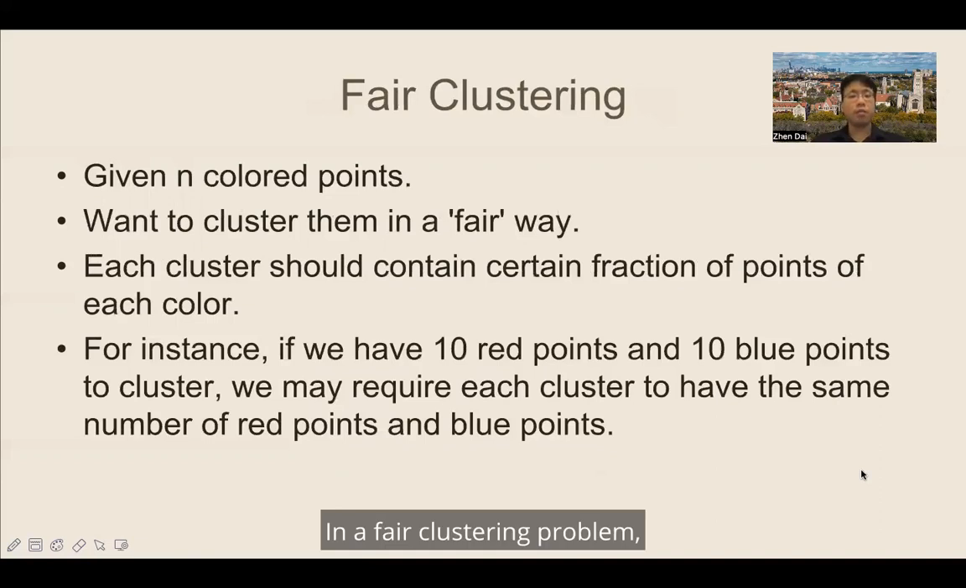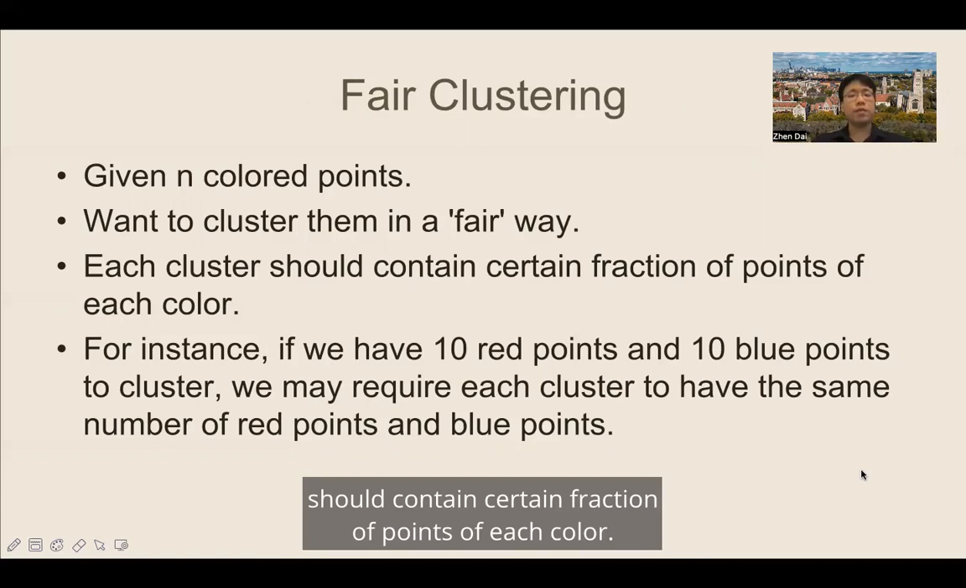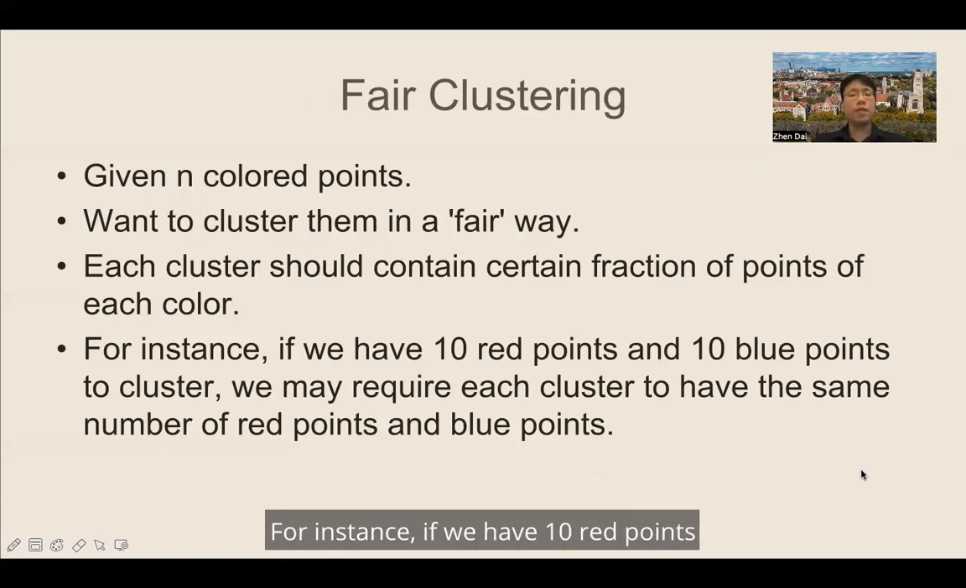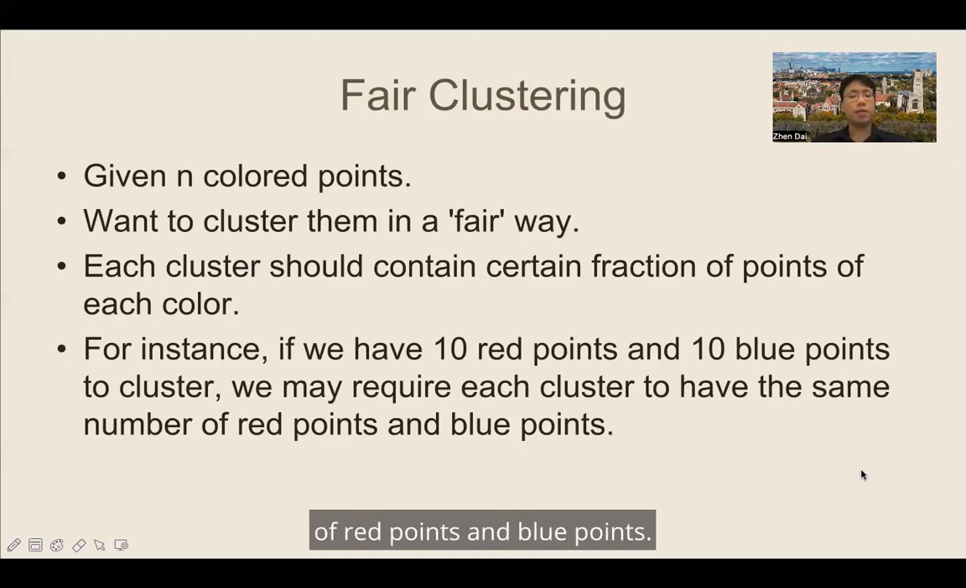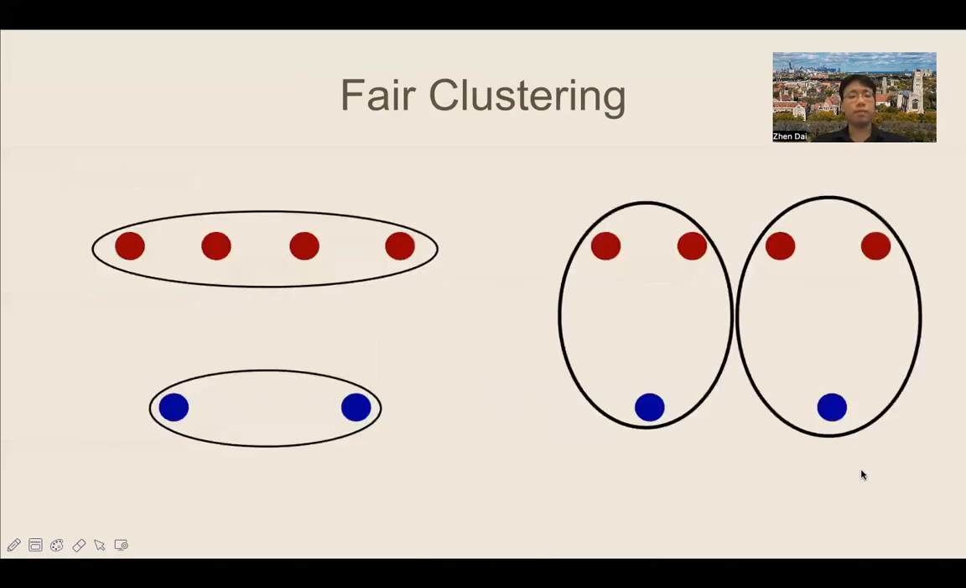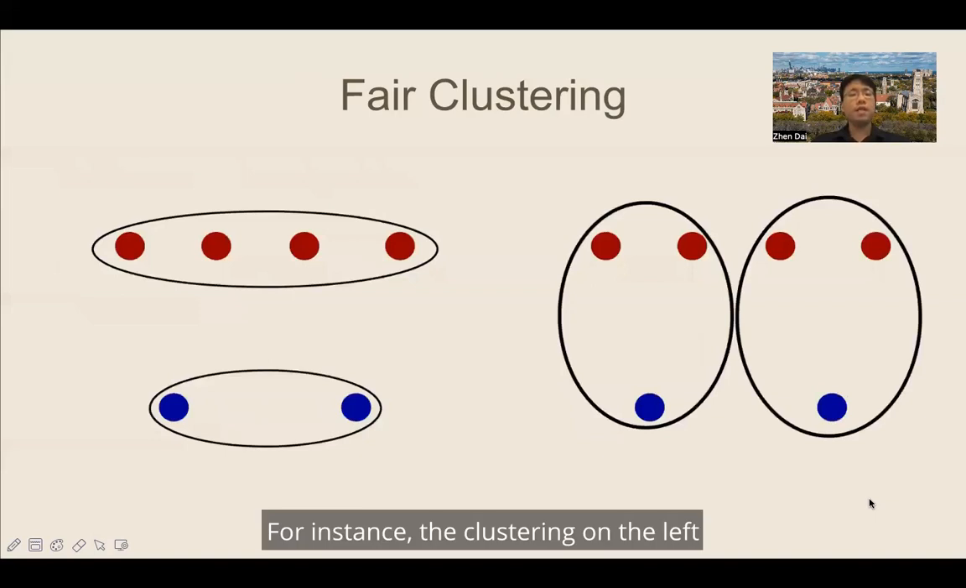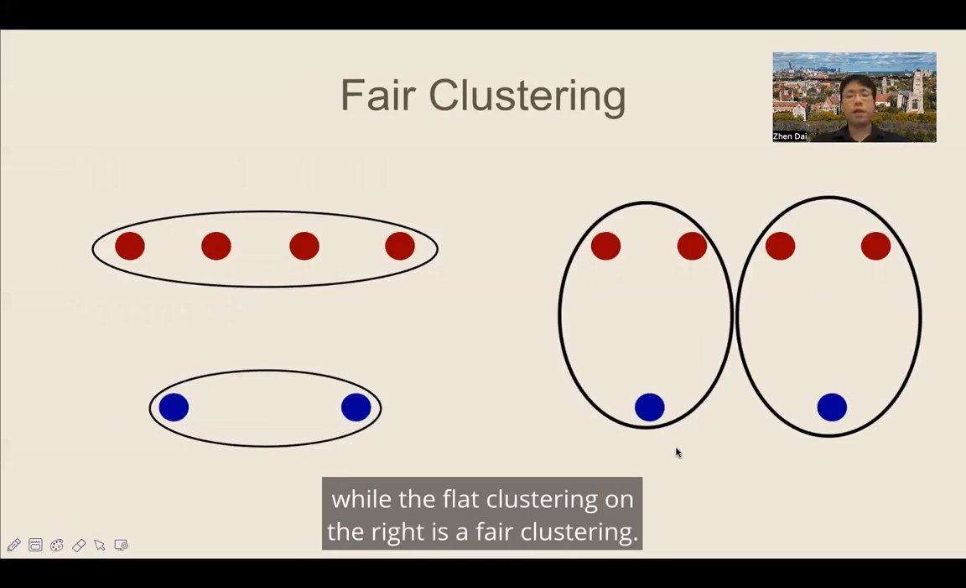In a fair clustering problem, we are given n colored points, and we want to cluster them in a fair way. Here, fairness means that each cluster should contain a certain fraction of points of each color. For instance, if we have 10 red points and 10 blue points to cluster, we may require each cluster to have the same number of red points and blue points. For instance, the clustering on the left is not a fair clustering, while the clustering on the right is a fair clustering.